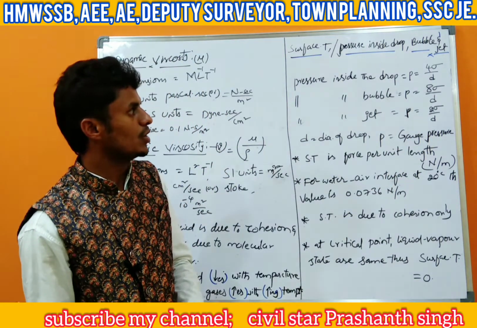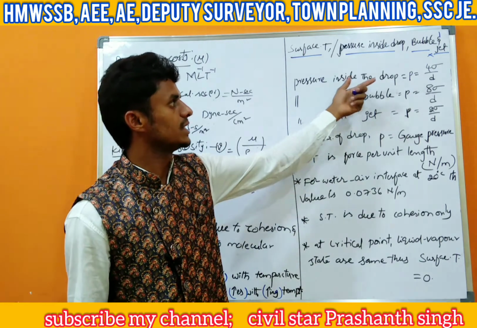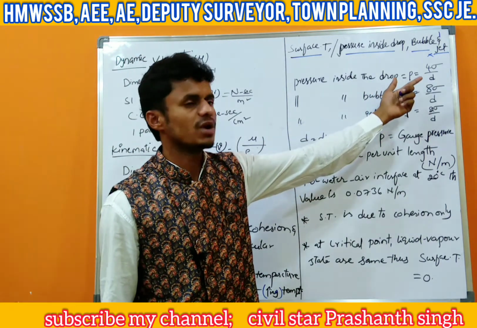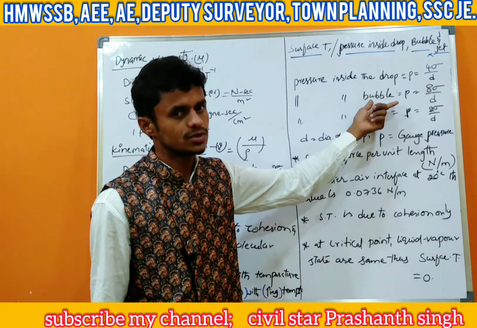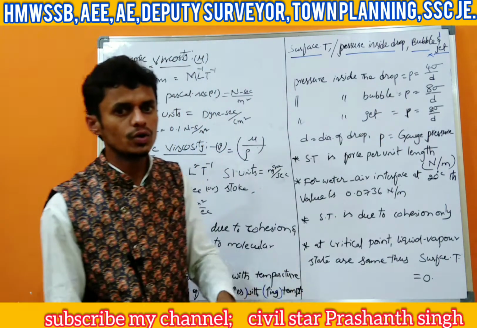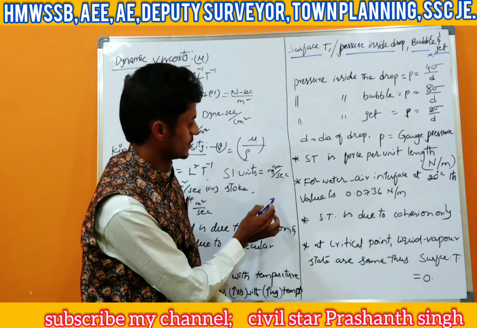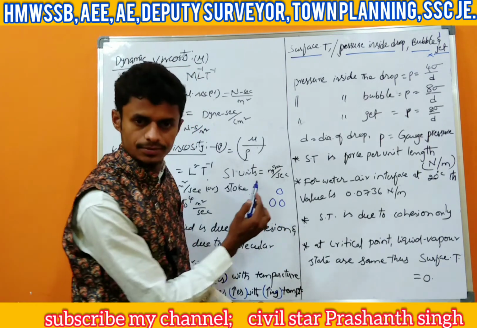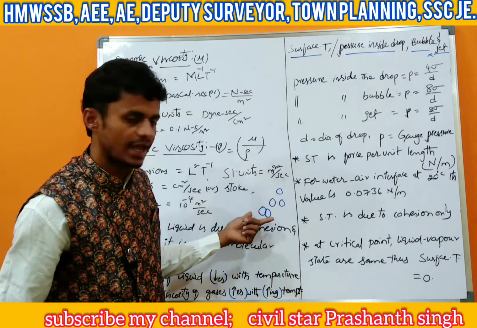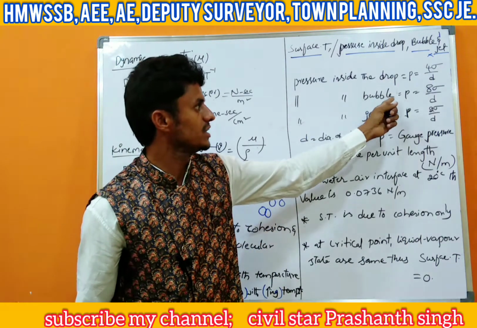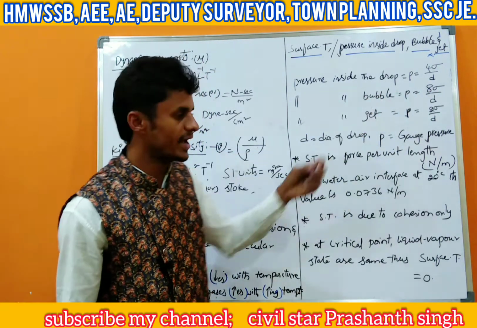See how to remember these three formulas. The first one is pressure inside the drop, 4 sigma by D. Next is pressure inside the soap bubble, 8 sigma by D. How do we remember 8 sigma by D? Bubbles have circular shapes. If you join two bubbles you get something like an 8. So we can remember it this way: when the bubble comes, we say 8 sigma by D.